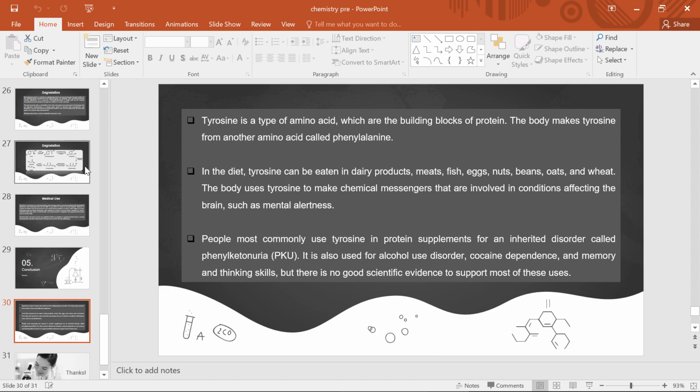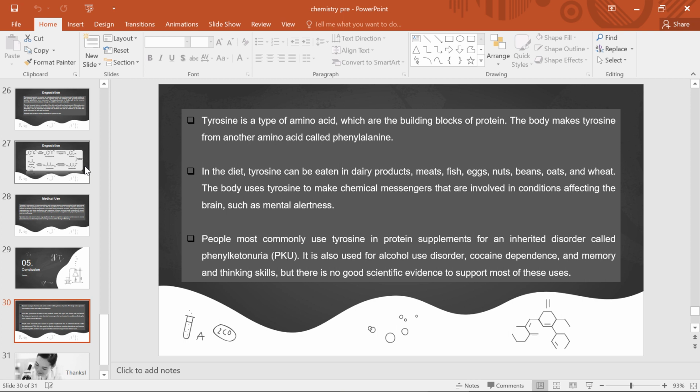Conclusion. Tyrosine is basically an amino acid, a type of amino acid, which are the building blocks of proteins. The body makes tyrosine from another amino acid called phenylalanine that is already described above. In the diet, tyrosine can be eaten in dairy products, meat, fish, eggs, nuts, beans, oats, and wheat. The body uses tyrosine to make chemical messengers that are involved in conditions affecting the brain, such as mental alertness.